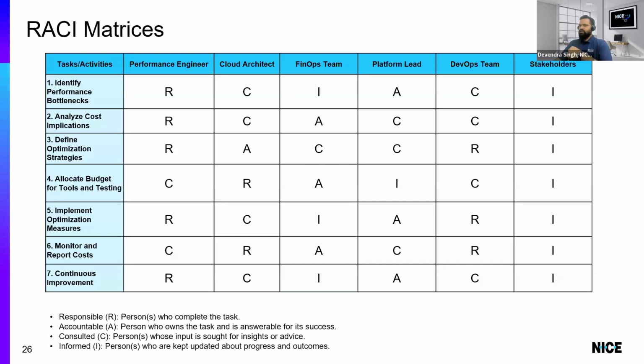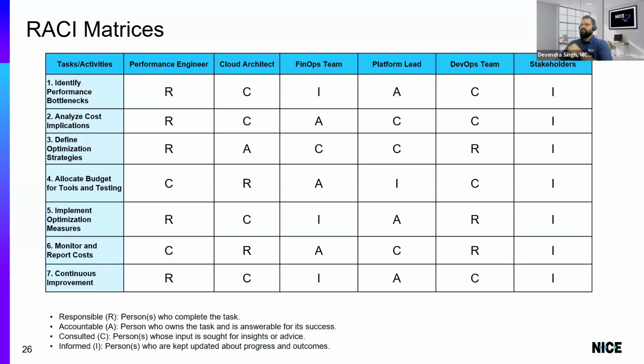If I take example of accountable, these are the people who own the task and who are answerable for the success of a particular task. So like analysis of cost implications. In this one, someone from FinOps team will be accountable for this, while performance engineers will be responsible for this. So FinOps team in this case will ensure that the goals are met and that the task stays on track. So this will be the accountability of FinOps, but the responsibility of performance engineers.